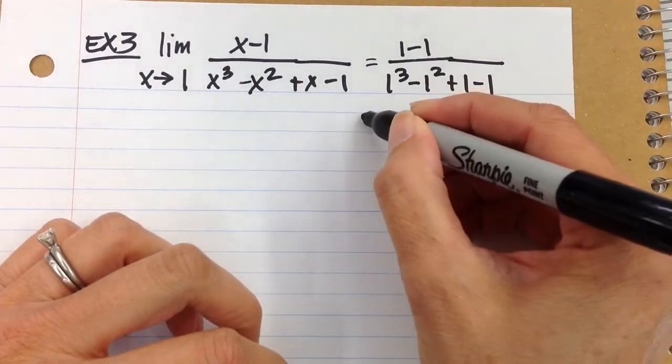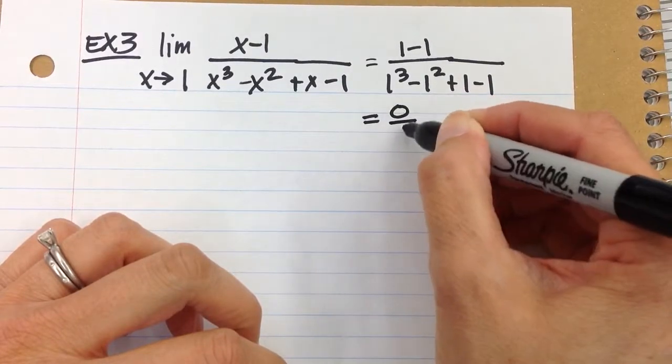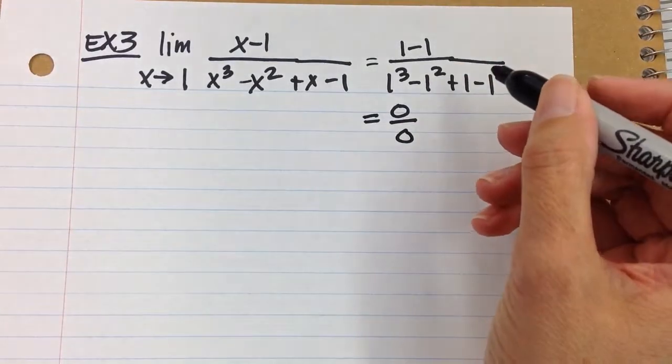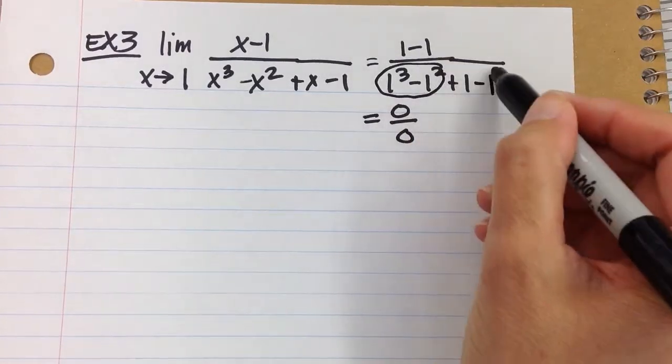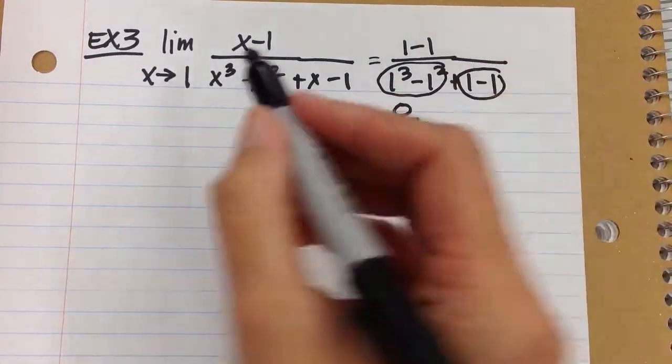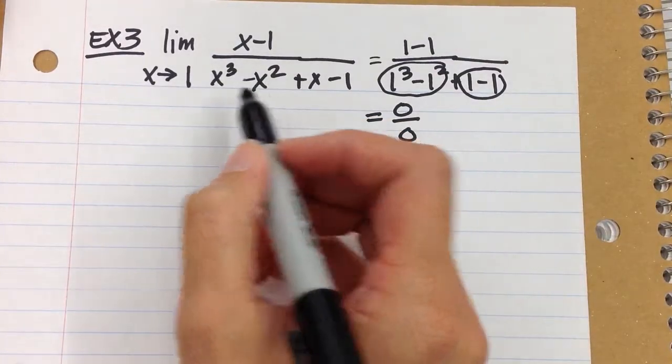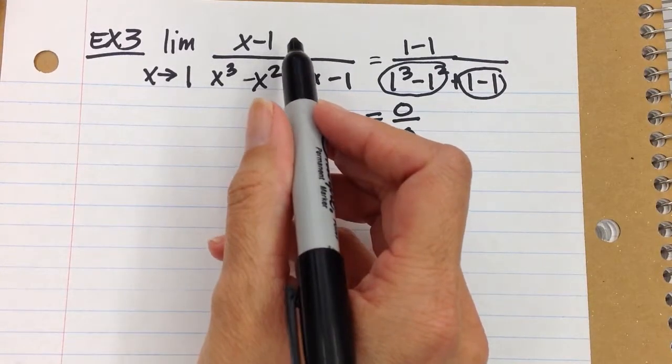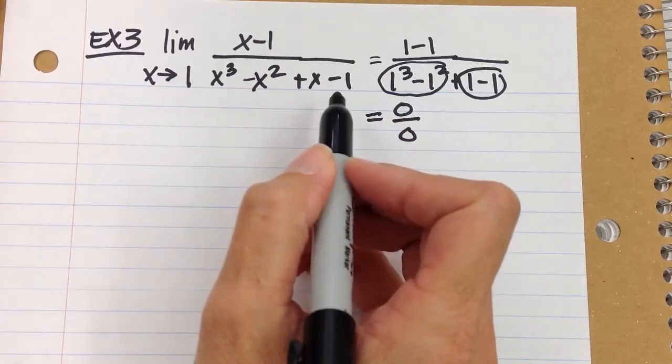Yeah, it looks like we're gonna get our same old 0 over 0, right? We get 1 minus 1 here, 1 minus 1 here, so that's 0. Indeterminate. So that means we can factor this, okay? Can we factor the top? No. How do we factor the bottom then?